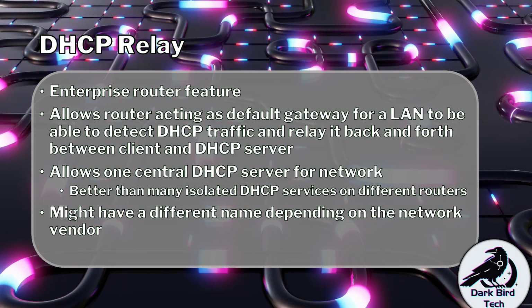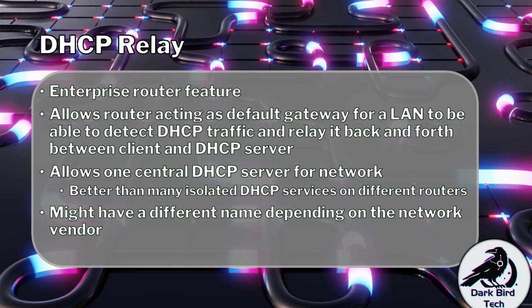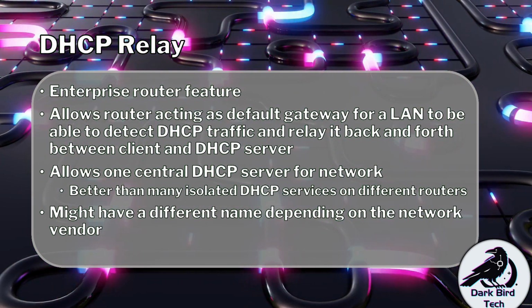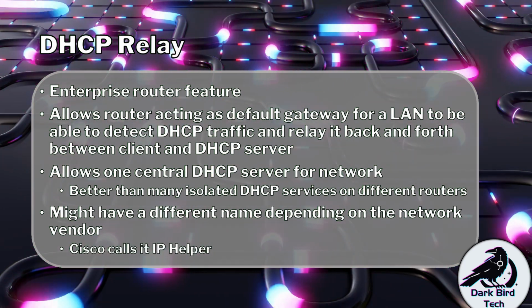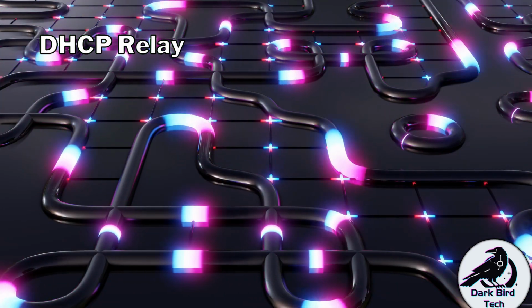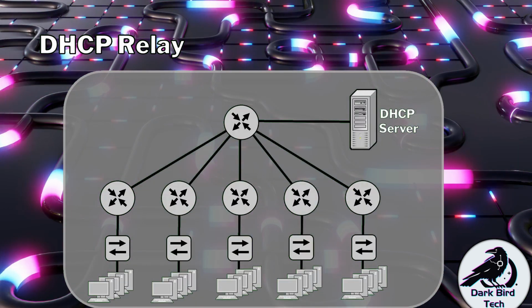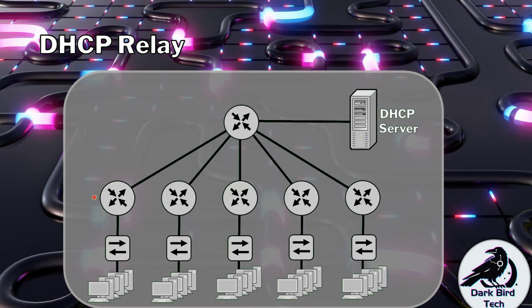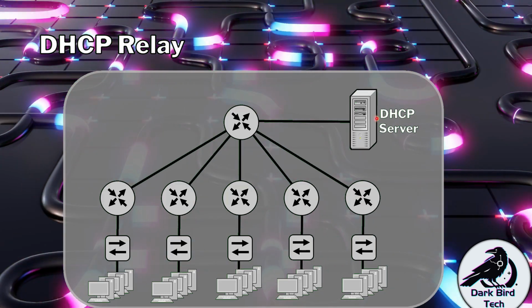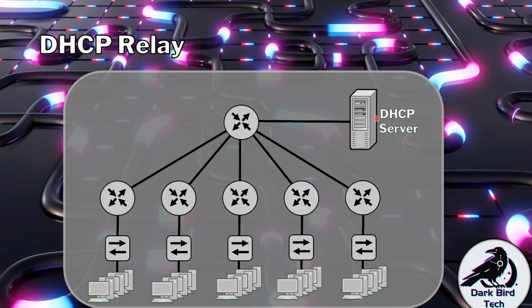And it might come with a different name depending on the vendor that you get your router from. For example, Cisco calls it IP Helper. So let's have a look at how it'll work. In an enterprise network like this, where we've got multiple LAN segments, each having their own dedicated gateway, I can go and have one central DHCP server located elsewhere in the network.